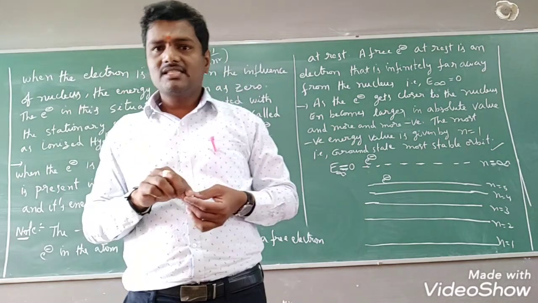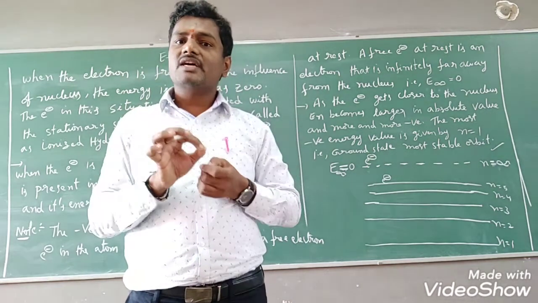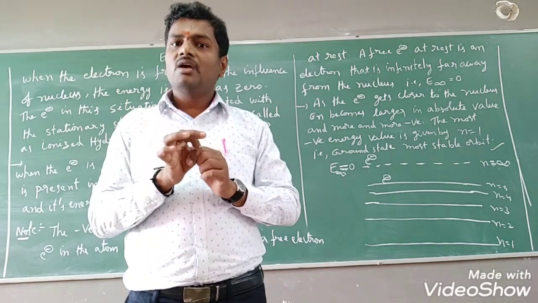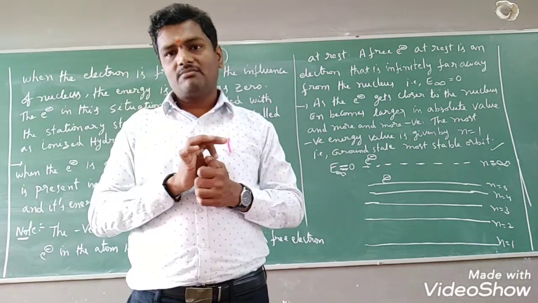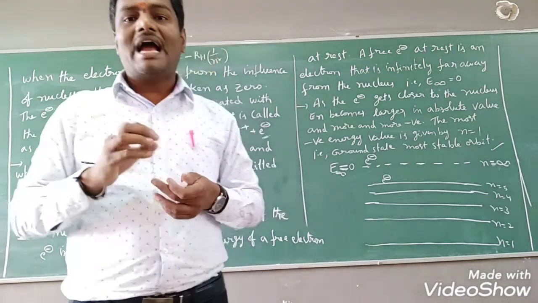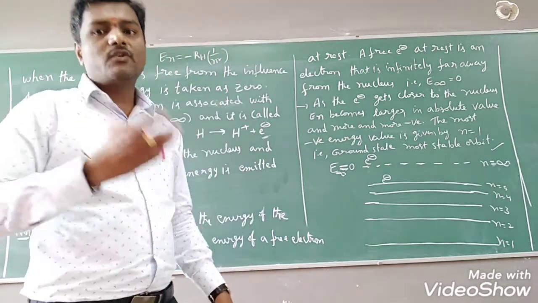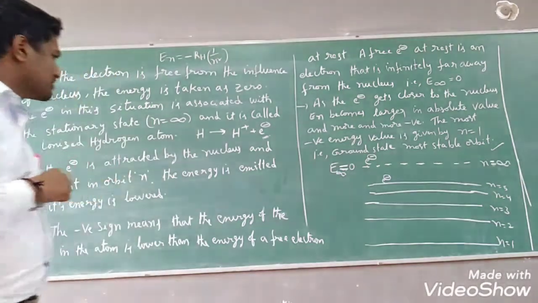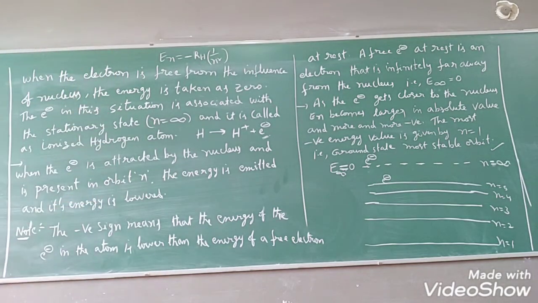Now, till now we have discussed the energy factor and radius expression only in the case of the hydrogen atom. Now we are going to discuss hydrogen-like species. How do we write the energy expression as well as the radius expression? We will see that, students. Note down these points, everybody.